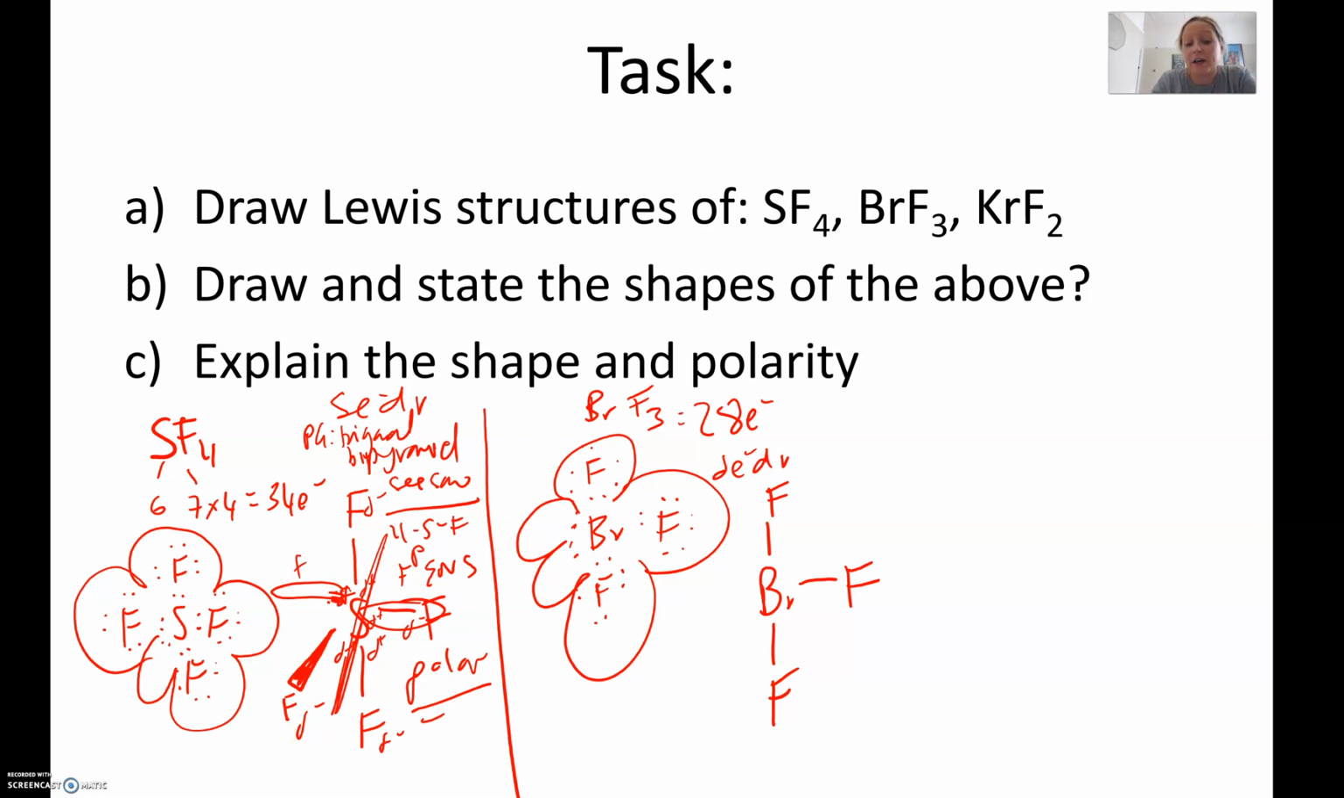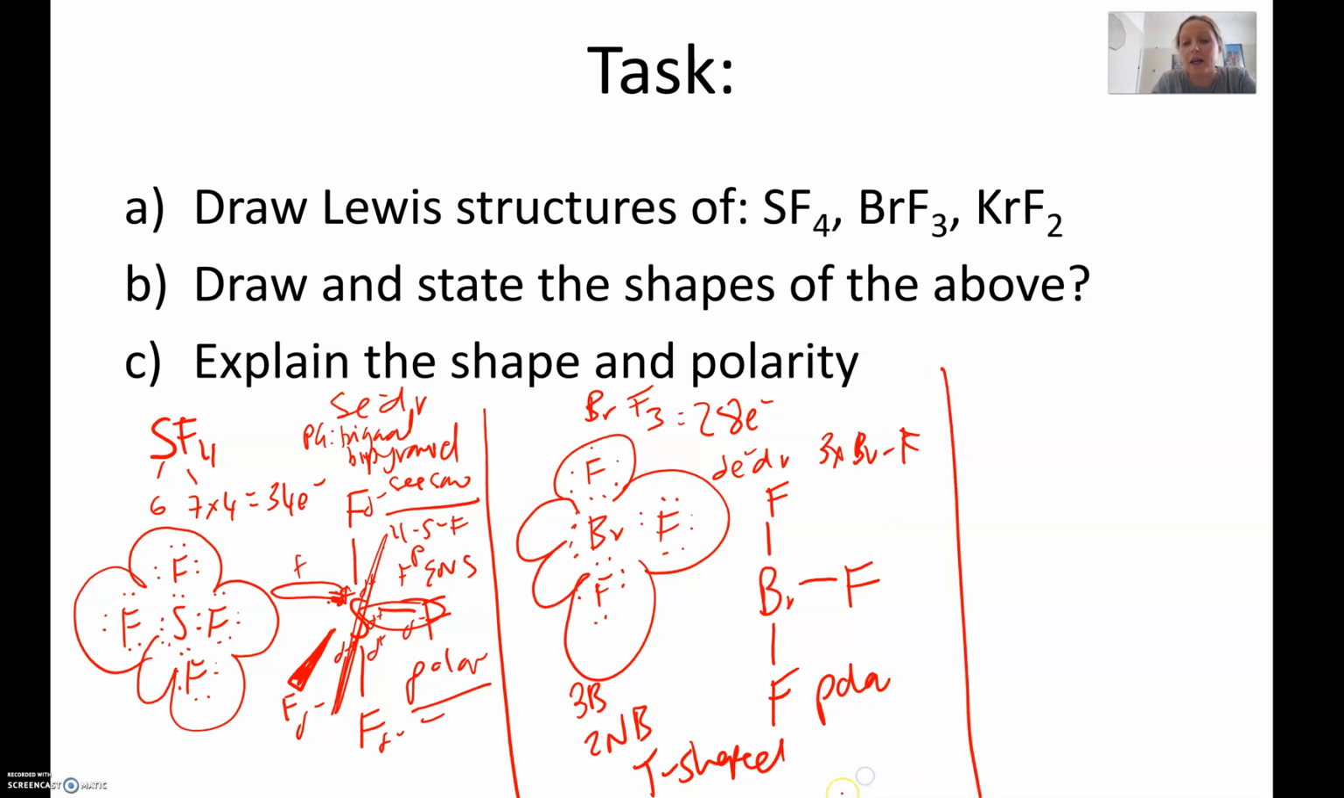So now we're going to justify the shape and polarity. BrF3 has 5 electron density regions around the central Br atom. These repel as far as possible, giving a parent geometry of trigonal bipyramid. There are 3 bonding and 2 non-bonding pairs of electrons, and so the shape is T-shaped. There are 3 polar Br-F bonds because F is more electronegative than Br. The shape is not symmetrical and therefore the dipoles do not cancel and the shape is polar. And that's the end of that one.